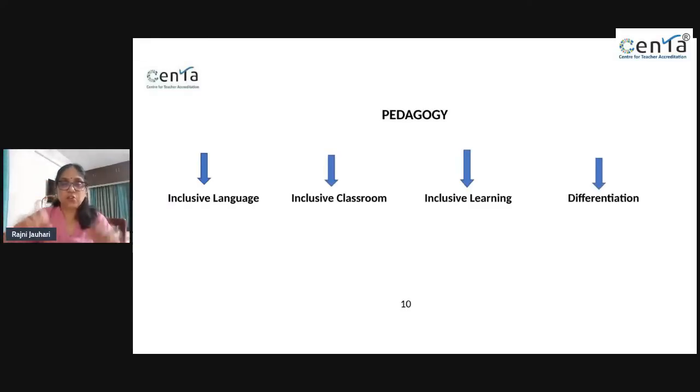So when the teacher knows how to use inclusive language, inclusive classroom will not be difficult, because she knows how to make the children feel a part of the class. So here, by inclusive classroom, what do we mean? We mean engaging students in building the ethos of the classroom. So what happens? We ask children.